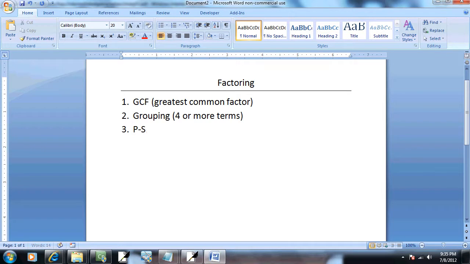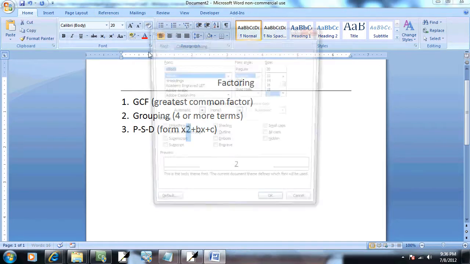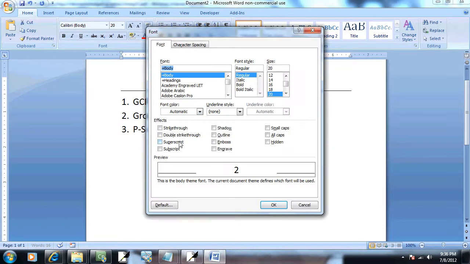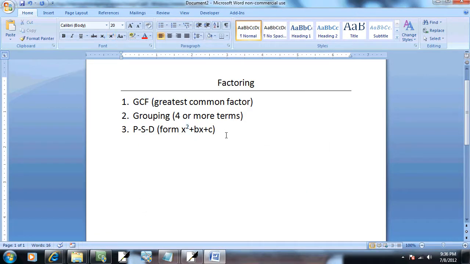Third one is the PSD method. And this is when it's of the form x squared plus bx plus c. Then our fourth method is key number. And this is when you got it of the form ax squared plus bx plus c.